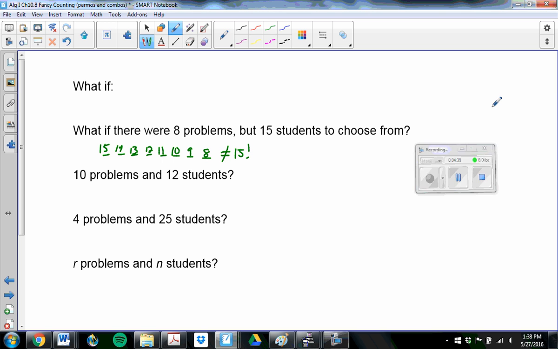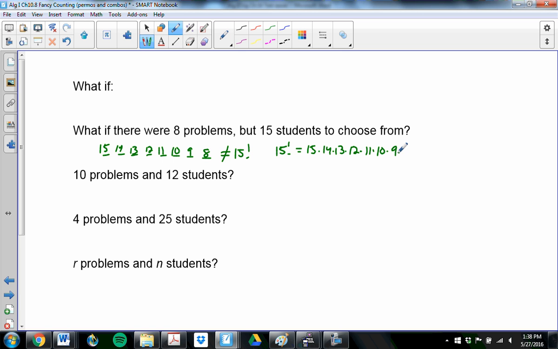So to calculate this easily, we get really sneaky. We say, okay, let's do 15 factorial. And I should have made this number smaller, so I'm going to have to write these out for a while, but that's okay. Here's 15 factorial.